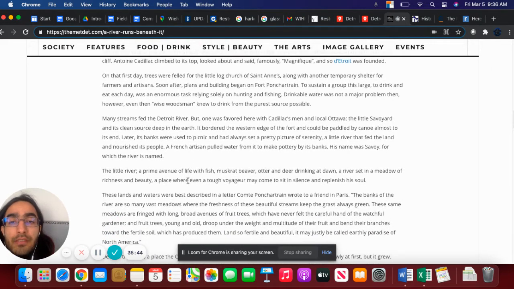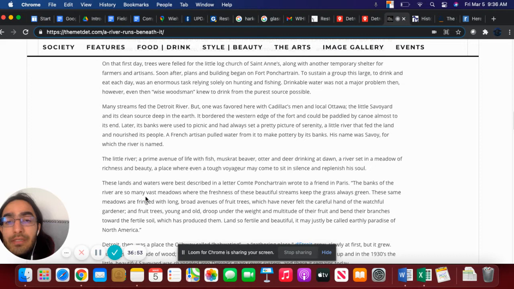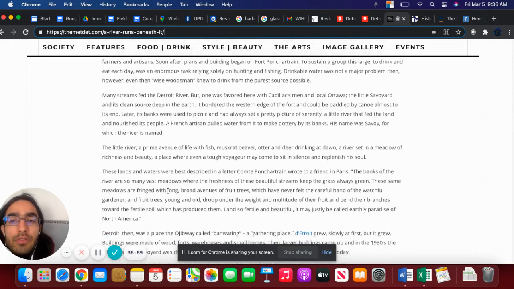These lands and waters were best described in a letter Comte Pontchartrain wrote to a friend in Paris. The banks of the river are so vast, so many vast meadows where the freshness of these beautiful streams keep the grass always green. These same meadows are fringed with long, broad avenues of fruit trees, which have never felt the careful hand of the watchful gardener. And fruit trees, young and old, droop under the weight and multitude of their fruit and bend their branches toward the fertile soil which has produced them. Land so fertile and beautiful, it may justly be called the earthly paradise of North America.